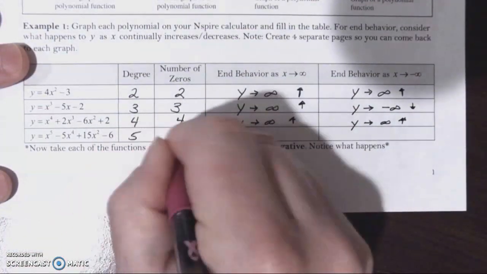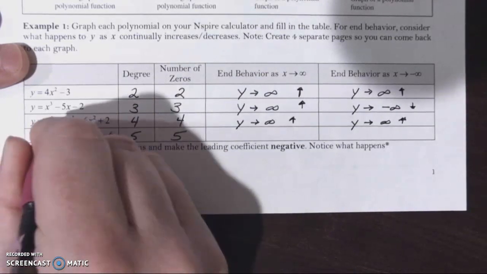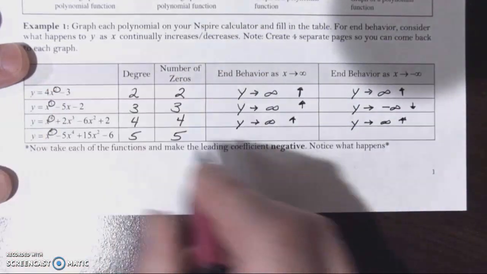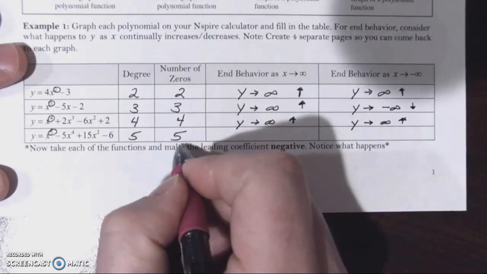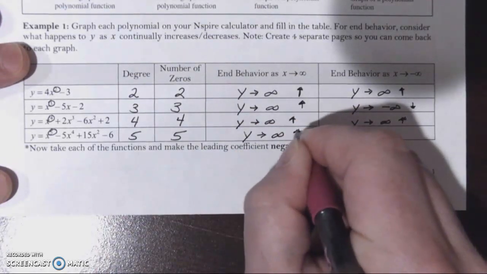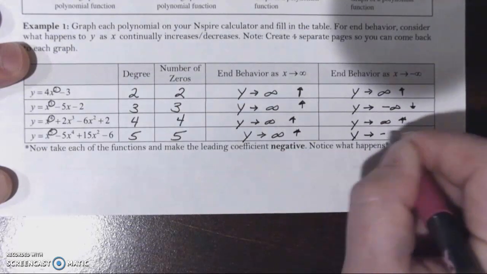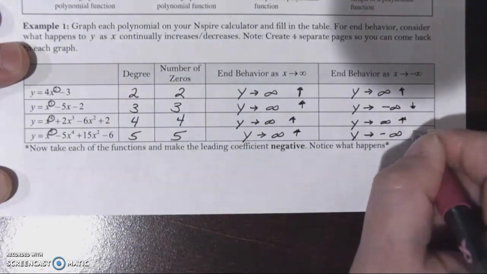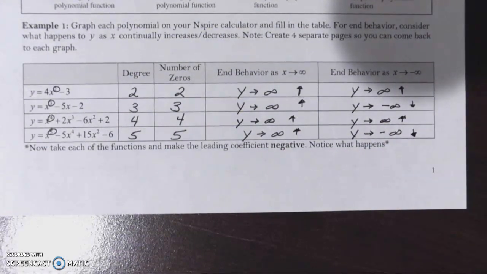And then this had 5, degree 5. Here's where I'm finding the degree. How many zeros did it have in the calculator? It crossed the x-axis 5 times. And as x went to infinity, y went to infinity. As x went to negative infinity, y went to negative infinity. Okay, and that just shows us our end behavior.